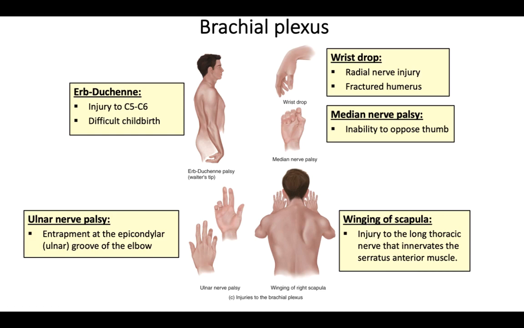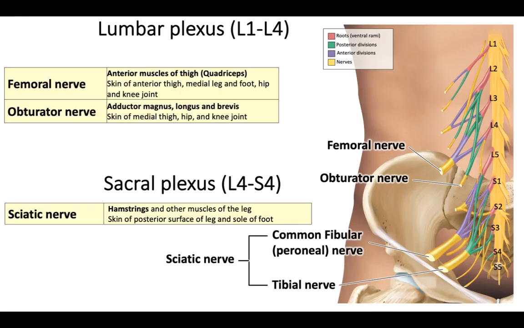But the ones that I like to show just as kind of examples is this wrist drop, because it makes sense because your radial nerve controls your wrist extensors, your median nerve palsy, and your ulnar nerve palsy. All right, next video we're going to move on to the lumbar plexus.